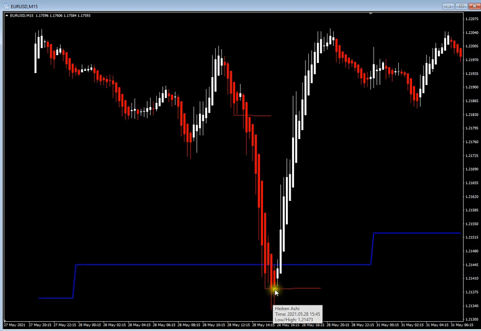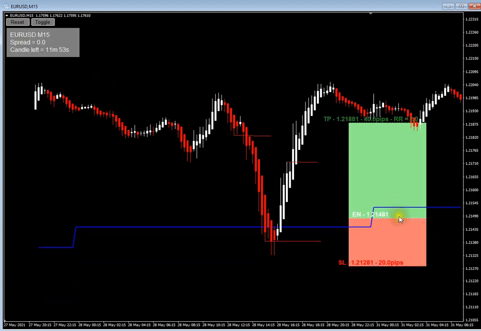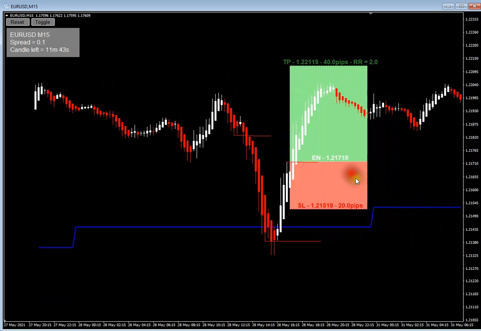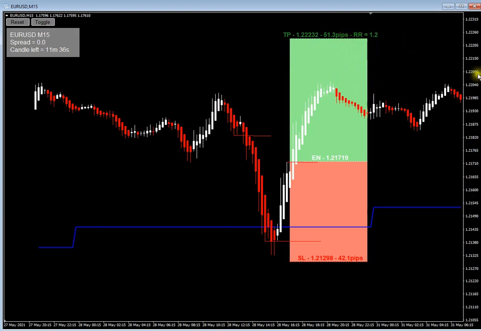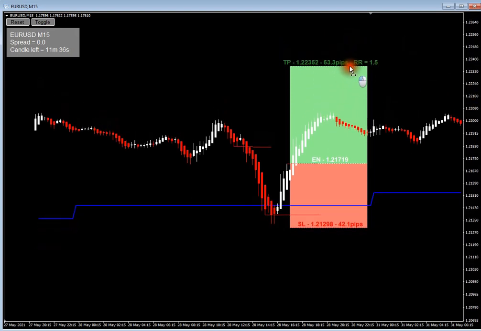As price returns back over the multi-time frame moving average, we find the next level right there. And price does break and close above it. So here then we have, I'll just use this indicator because it's easier, 42 pips, and we're looking for a risk to reward of 2-to-1, which is basically there.